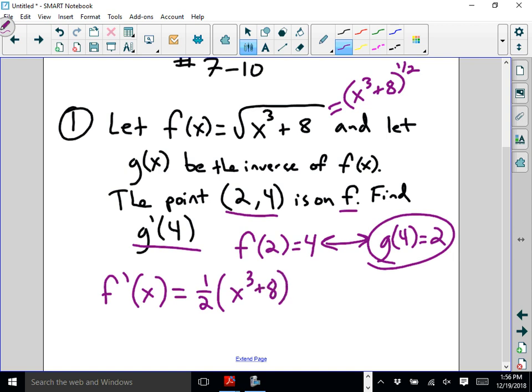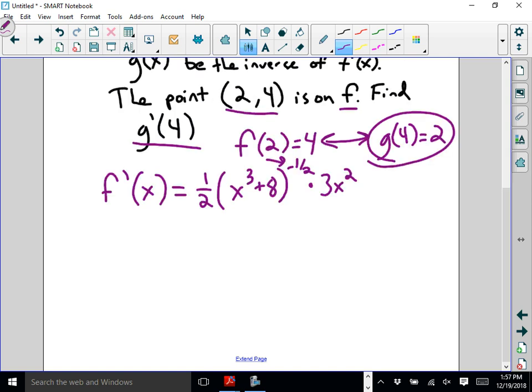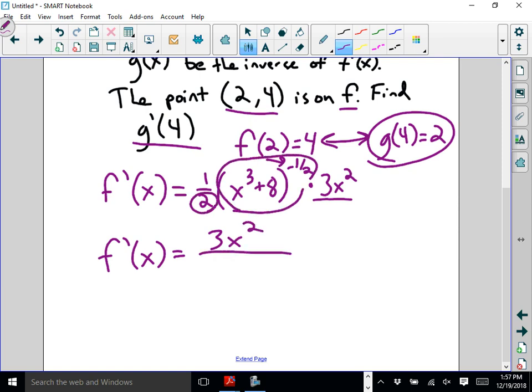Don't forget to put this negative half up top. Now I need to multiply by the derivative of the inside. The derivative of the inside would be 3x squared. Cleaning this up a little bit to make it easier to evaluate in a second, I see that this 3x squared is going to end up on top. This 2 and this negative half power are going to end up on the bottom. The negative half power now converts to a positive half power, which we know is a square root. So there's f prime of x in a nice, easy to solve form.